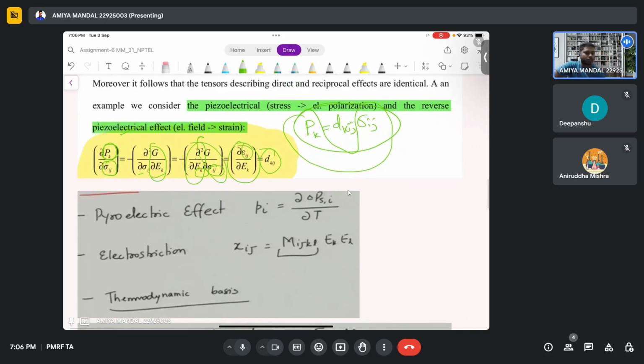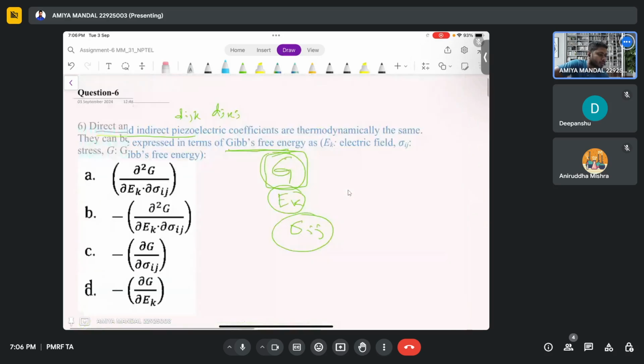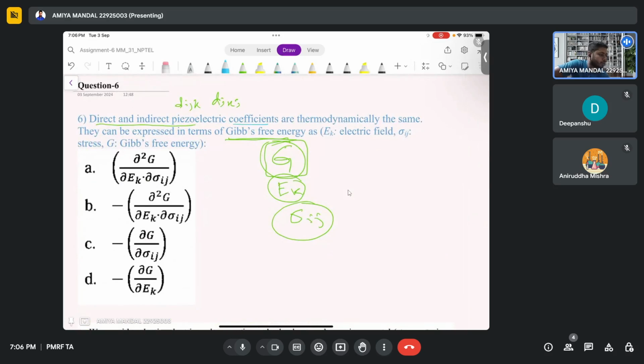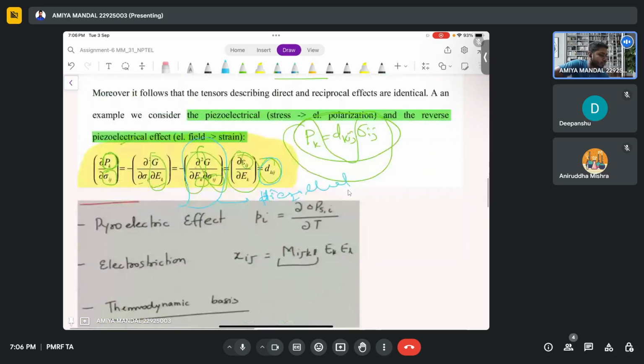On this basis, you can say that this term is d_ijk. This term is the piezoelectric coefficient, the direct and indirect piezoelectric coefficient, which consists of E_k and sigma_ij, both with the dependency of G. So this is a piezoelectric coefficient.